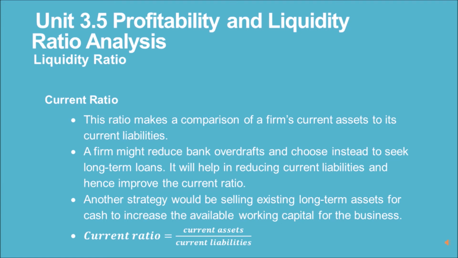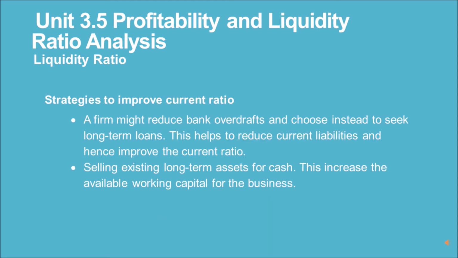A firm might reduce bank overdrafts and choose instead to seek long-term loans. It will help in reducing current liabilities and hence improve the current ratio. Another strategy would be selling existing long-term assets for cash to increase the available working capital for the business. Current ratio equals current assets divided by current liabilities.